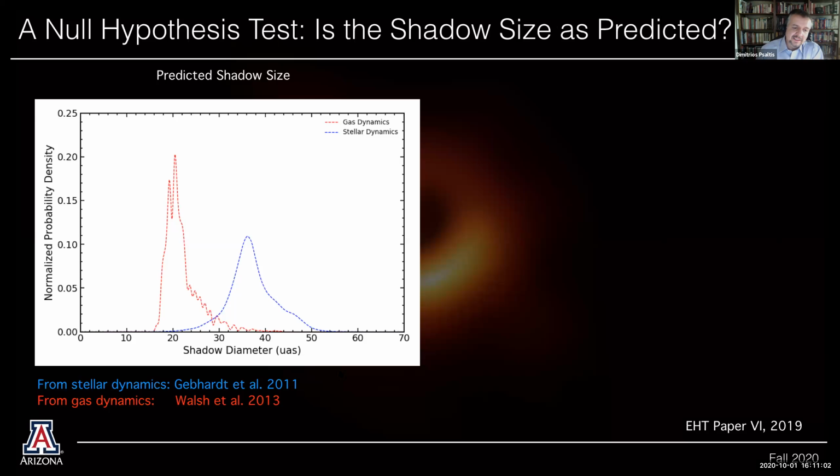One was from stellar dynamics, and when I plug that in, I get a predicted shadow diameter of about 40, give or take 40 microarc seconds. One from gas dynamics, which was a factor of 2 smaller. This discrepancy is actually quite common in many other situations where we have both gas and stellar dynamics mass measurements. The gas dynamics are typically smaller, up to a factor of 2.